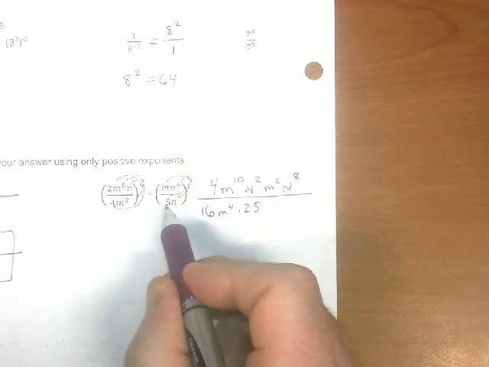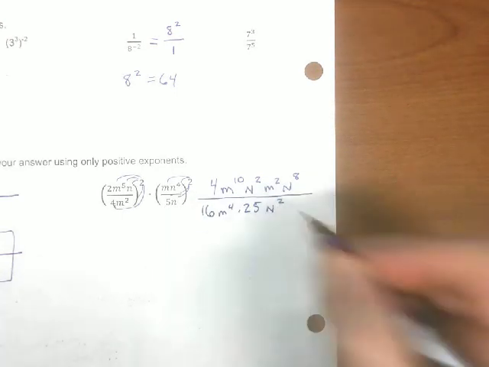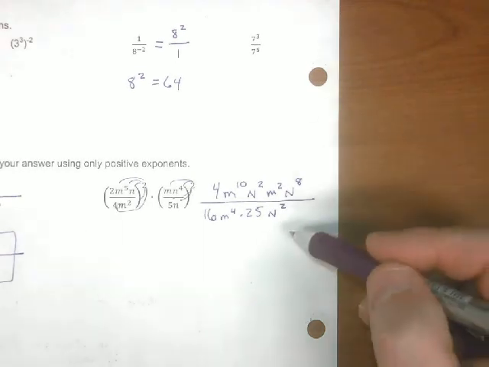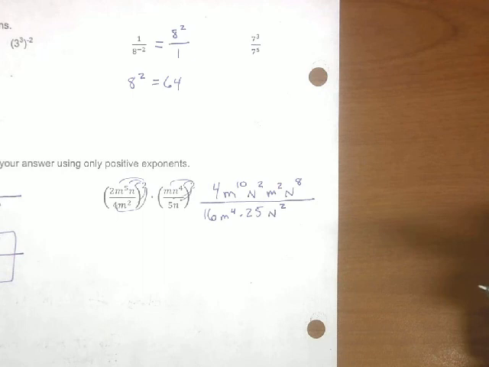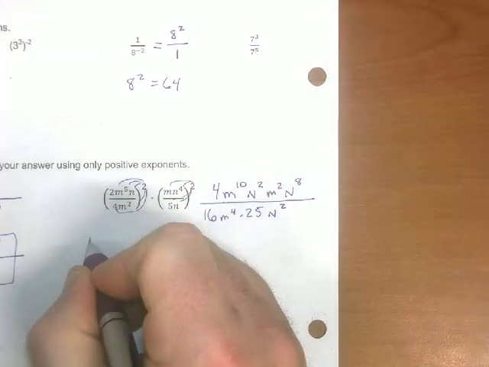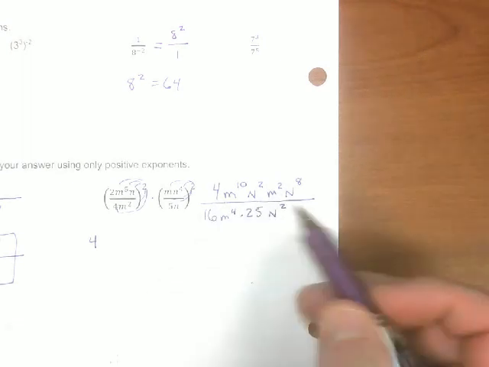And then we go down to the bottom. 5 to the 2nd power is, and I'm going to put a little multiplication in here because we're still all multiplying. So 5 to the 2nd power is 25. And then N to the 2nd power. So as you can see, there's quite a little bit here we still showed. Now we can start cleaning up again here.